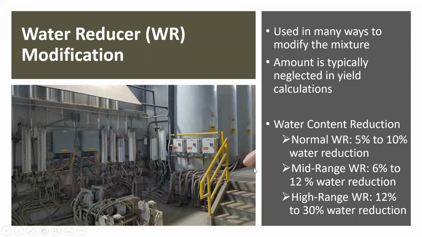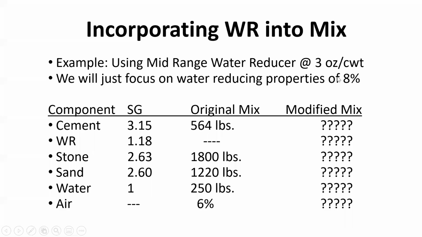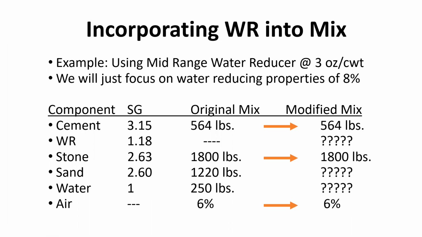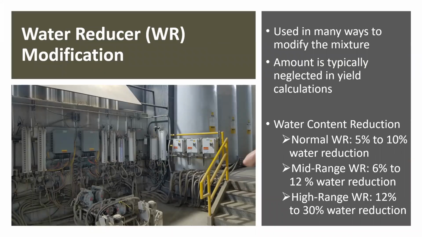So let's talk about water reducer. Water reducer is the most common admixture used in concrete. Water reducer and air entrainment are the two most used. We already incorporate air entrainers into our volume. We don't really talk a lot about air entrainers or water reducers because their yield calculations are so small.